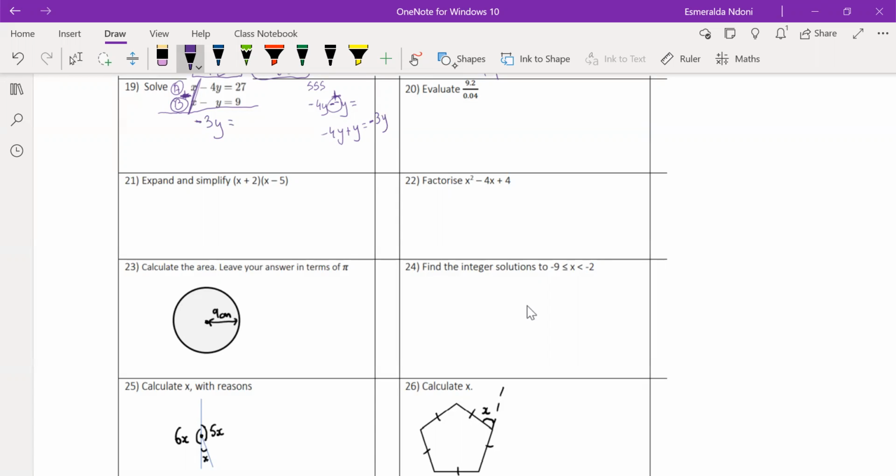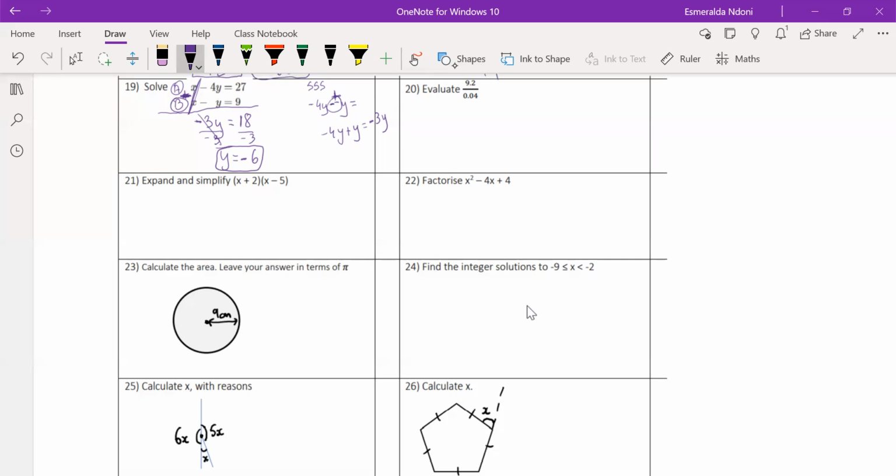Now I have 27 take away 9, gives me a positive 18. It's just 27 take away 9. Now we need to divide both sides by negative 3. So then I am left with y. So y will give me a negative 6. Be careful with the sign, because 18 divided by negative 3 will give you a negative 6.